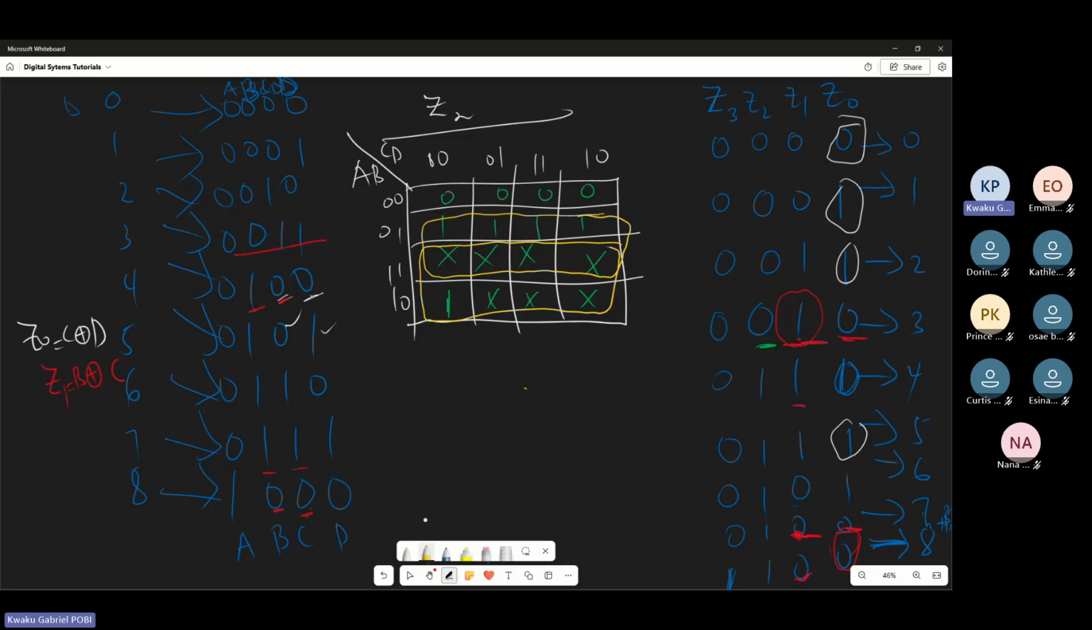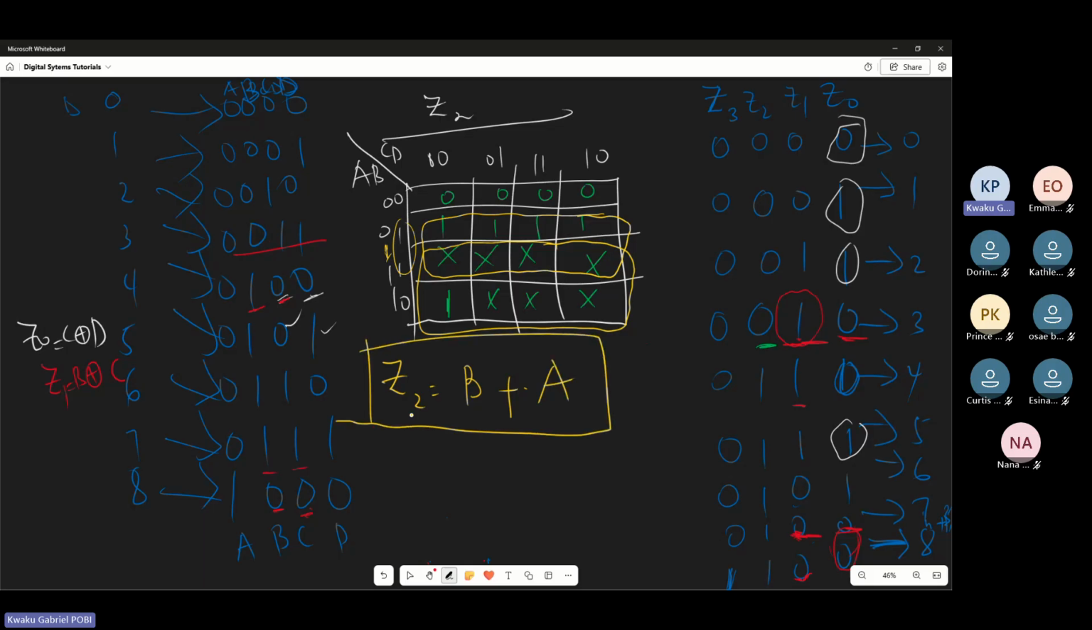Now from the first 8, let me go back. From the first 8, for Z2, we are having C and D all changing. They are changing from 0 to 1, 1 to 0 here and there. And A is changing here. B is remaining as 1. So here is just B, and then OR. Now let's do the second one. The second one is down here. Down here too, A is not changing, but B is changing, and A is remaining as high, which is A. So the Z2 expression becomes A OR B.